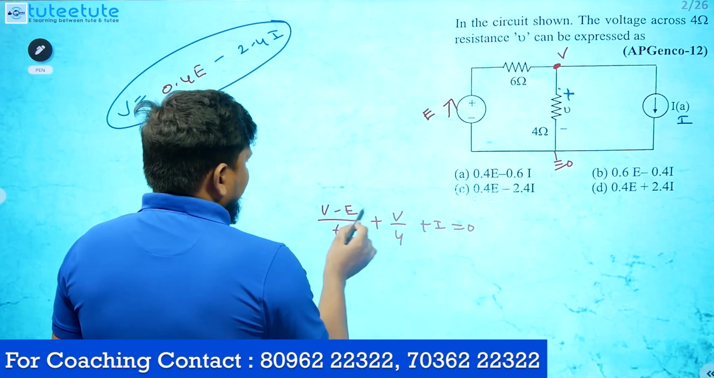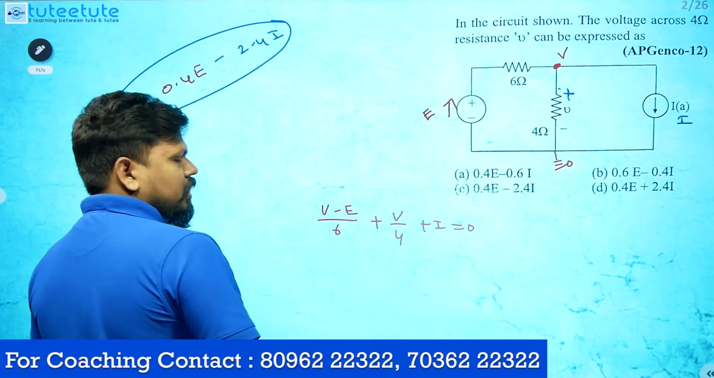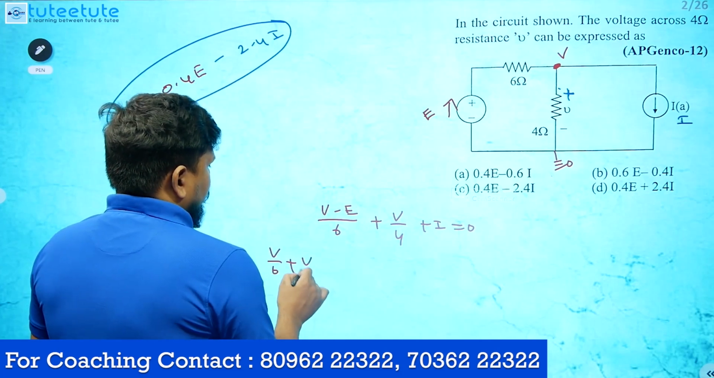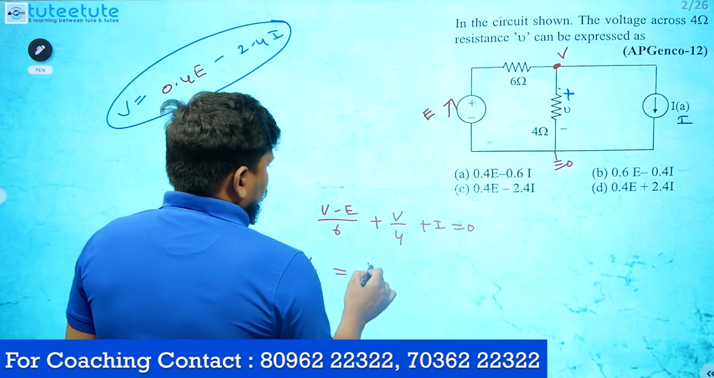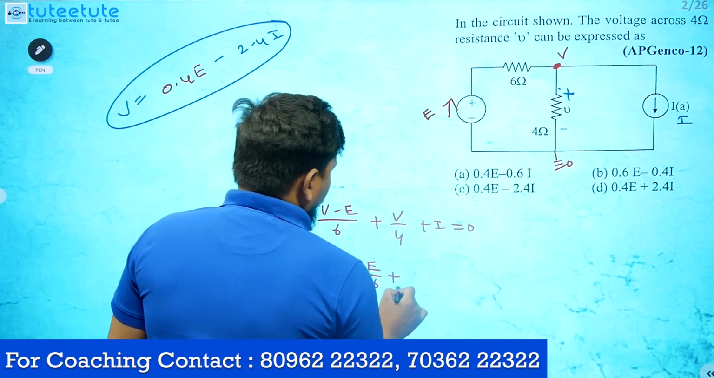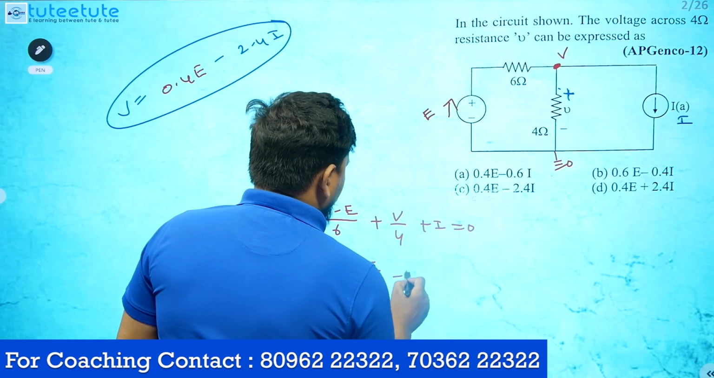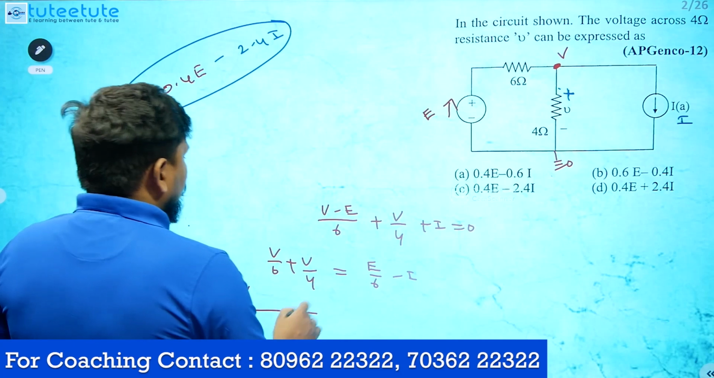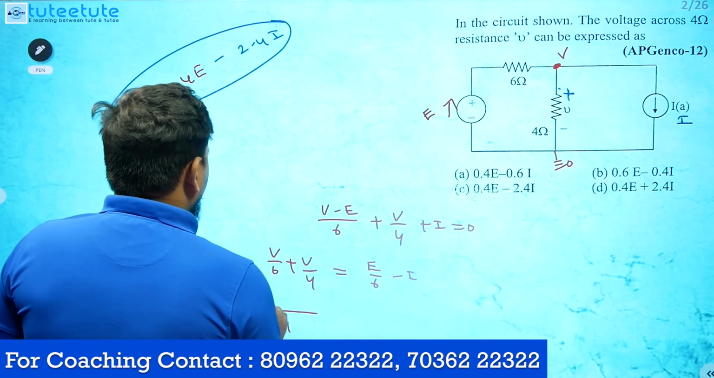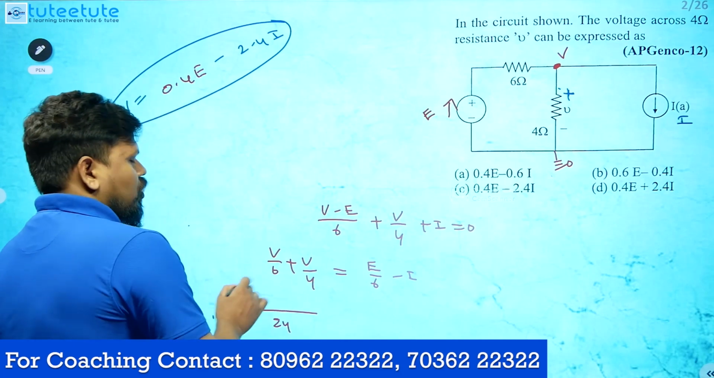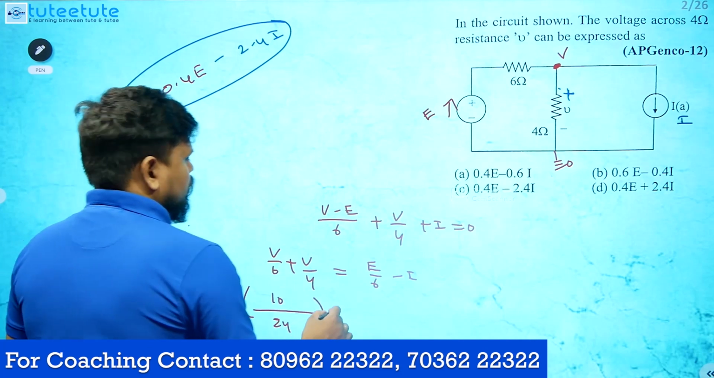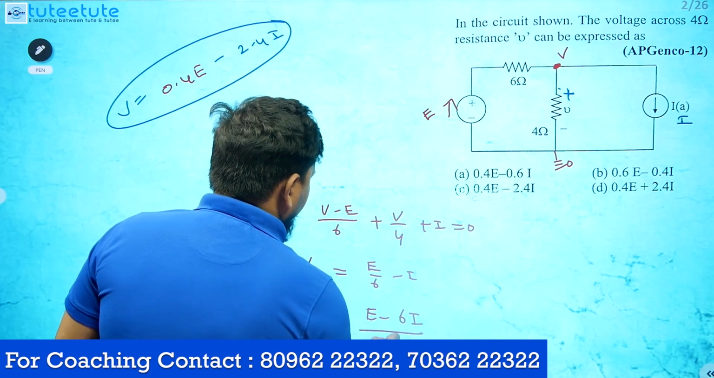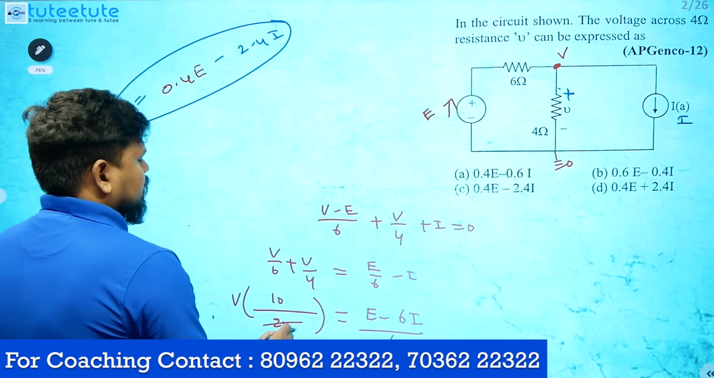So just check this one. V minus E. Okay, so total we have 6 and 4 in the denominator. I will just calculate. Okay, so V by 6 plus V by 4 is equals to E by 6 minus I. Okay, I want V. So V into, in the denominator it will be 6 into 4 it is 24, and in the numerator you will get 4 plus 6, that is 10. Okay, so that will be equal to E minus 6I divided by 6.